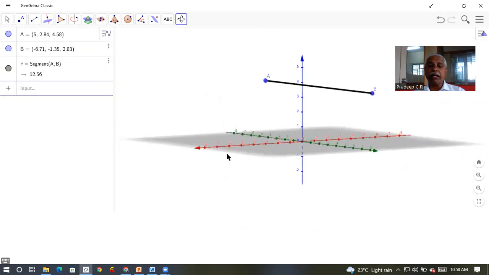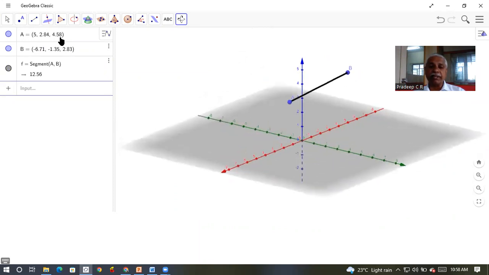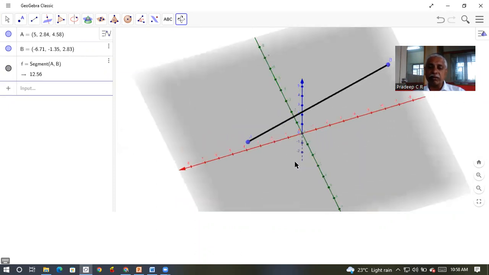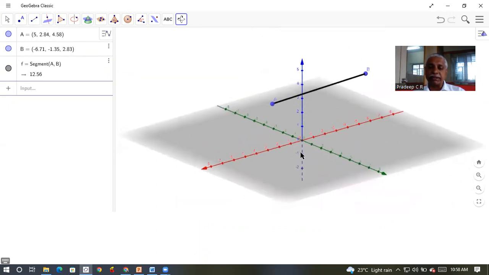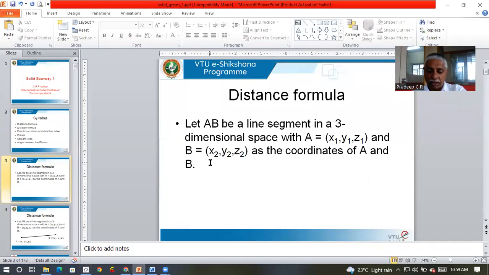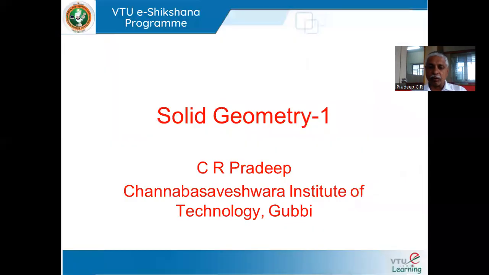Given x, y, z coordinates of point A, and given x, y, z coordinates of point B, how to find the distance between these two? Distance means you can see it on the picture. I won't define all these things, but you understand what distance means. If you draw a straight line from A to B, what is the length of AB? That is what we are trying to figure out here. For that, we will use this formula that is called the distance formula.